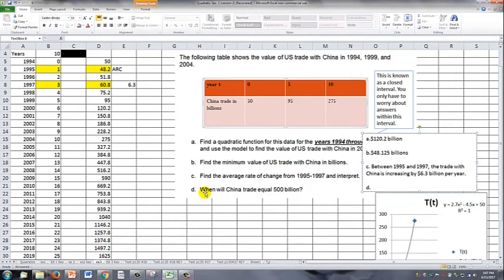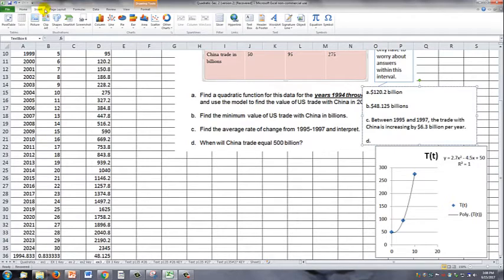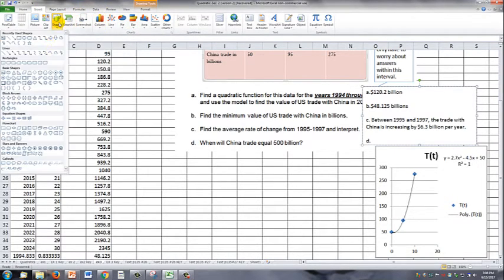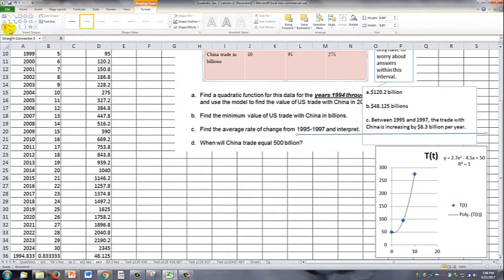And the last question, when will China trade equal 500 billion? So this is a goal seek, and remember that with a quadratic you might have two answers, because 500 billion is happening way up here, and you've got this parabola that looks like this. This is really awful, but forgive me. So you could have the answer here, or you could have an answer here.